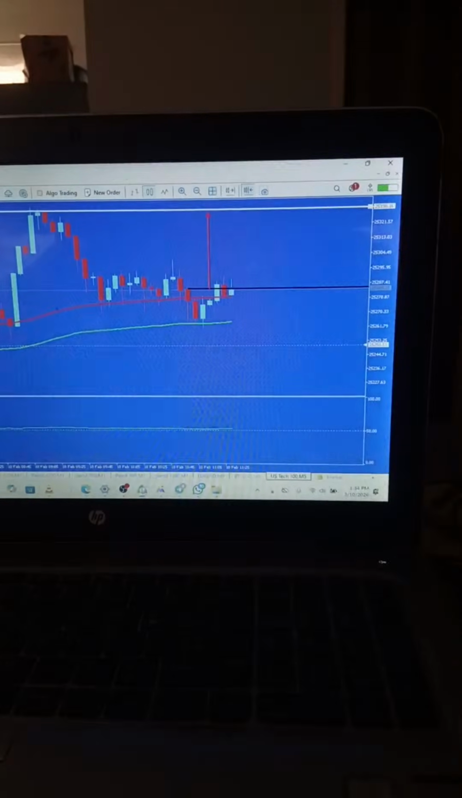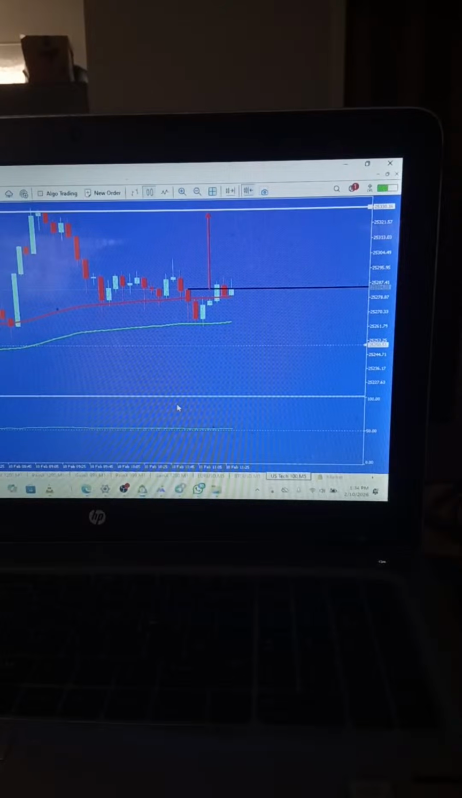Let's go back to our signal and see. So price is still playing around our entry. We're still just waiting for price to start moving up.